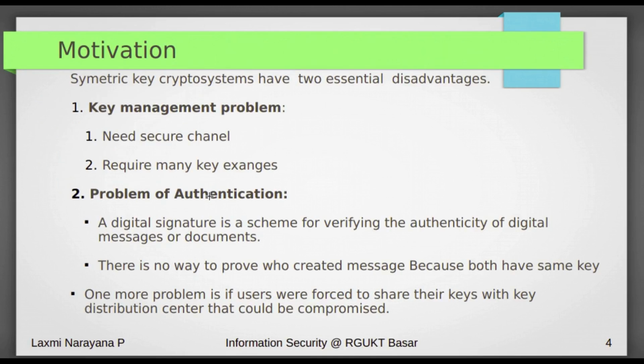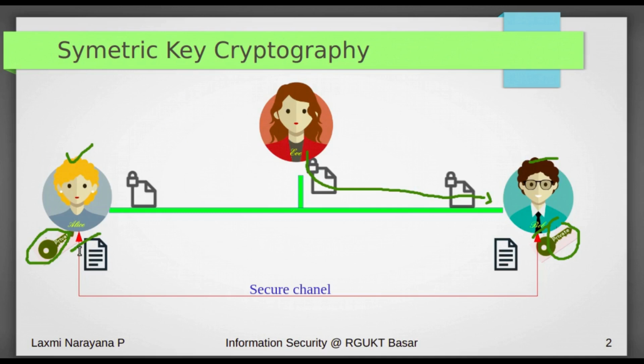Let's see the motivation for public key cryptography. Symmetric key crypto systems have two essential disadvantages. One, key management and distribution. Two communicating entities need a secure channel. See here, both of them should exchange the key securely, so they definitely need this secure channel. Without that, they cannot exchange the key. Two people need a secure channel to distribute the key.